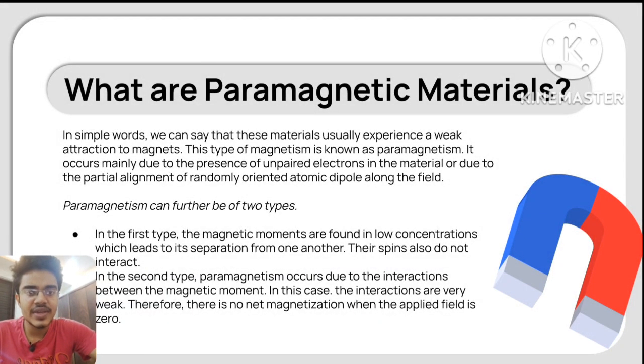In simple words, we can say that these materials usually experience a weak attraction to magnets. This type of magnetism is known as paramagnetism. It occurs mainly due to the presence of unpaired electrons in the material or due to the partial alignment of randomly oriented atomic dipoles along the field.